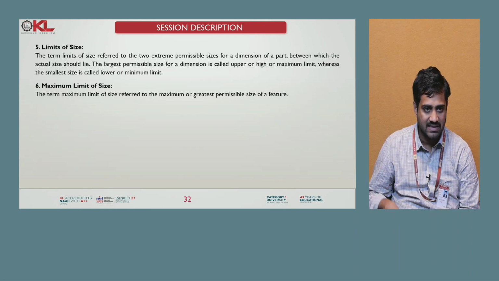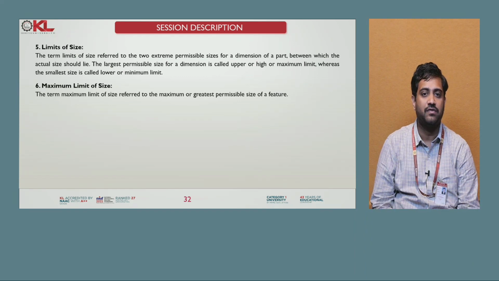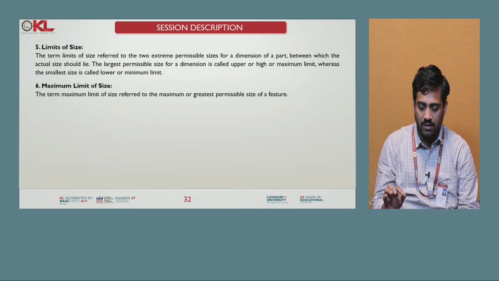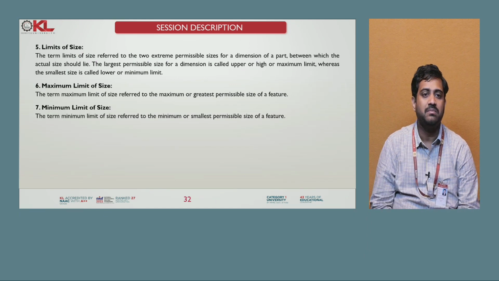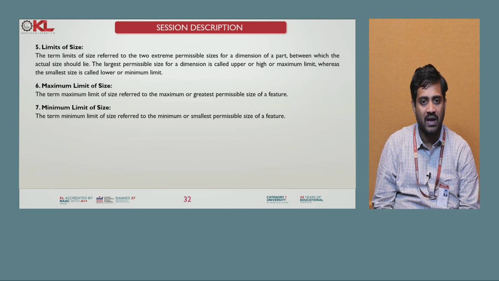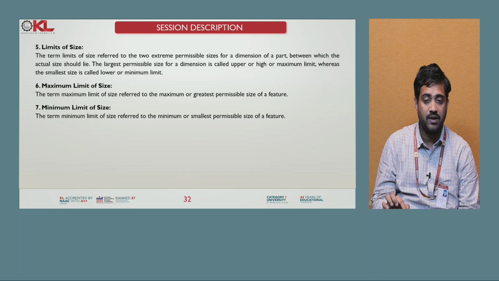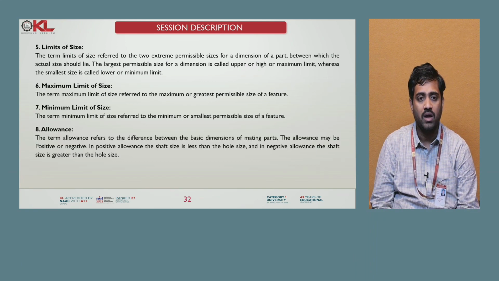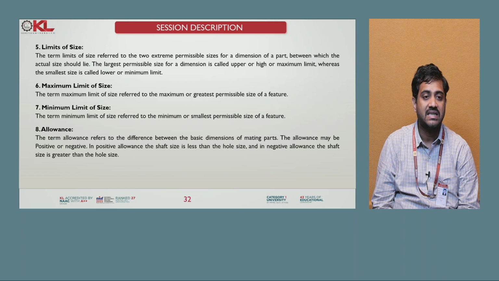Maximum limit of a size. The term maximum limit of a size refers to the maximum or greatest permissible size of a feature or a particular part, and a minimum limit refers to the minimum or smallest permissible size of a given part. Now the important one, allowance. The term allowance refers to the difference between the basic dimensions of two different mating parts.